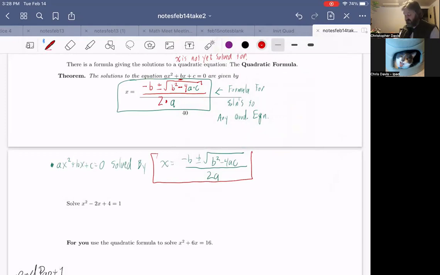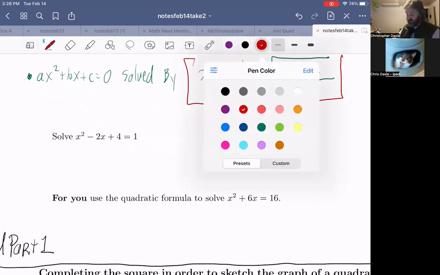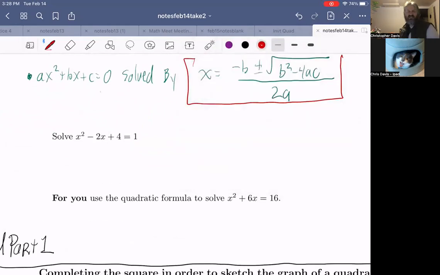So let's use that to solve this equation. Before saying the first thing you should notice: pause this video, solve the equation, then come back and join us. Okay, do that now. Okay, good, you did it. Let's come back and go through this solution.